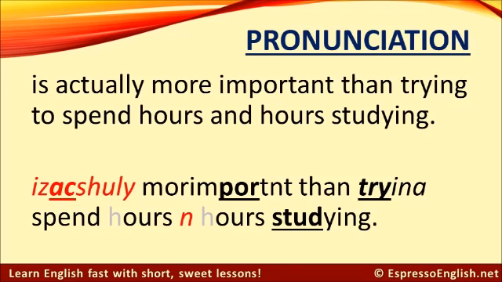Then we have more important. The word more kind of runs into the word important, and the last syllable of important kind of gets reduced. We don't say important. We say important. More important. Then try and spend. Again, you can see the word to just becomes a little sound at the end of trying. Try and spend. Hours and hours.